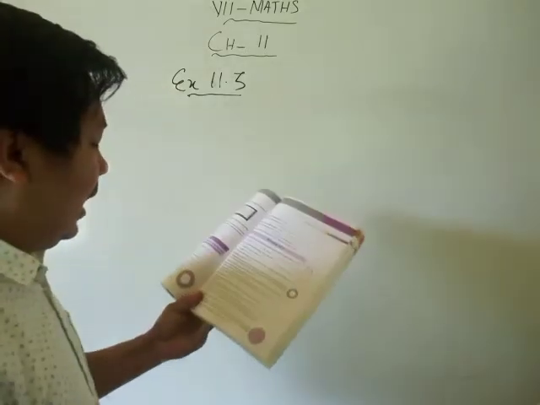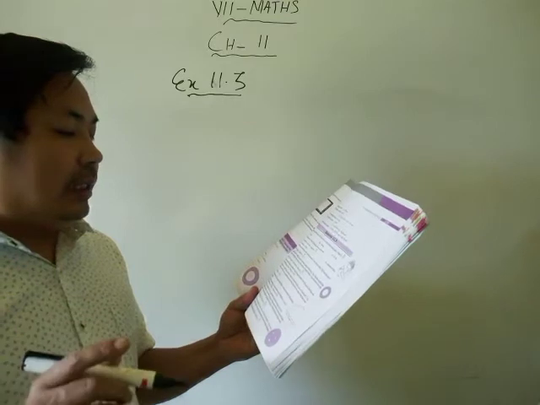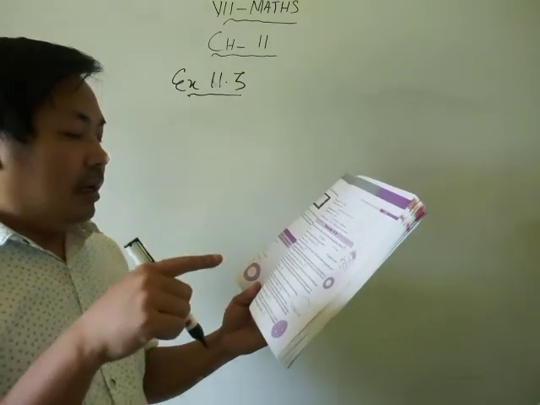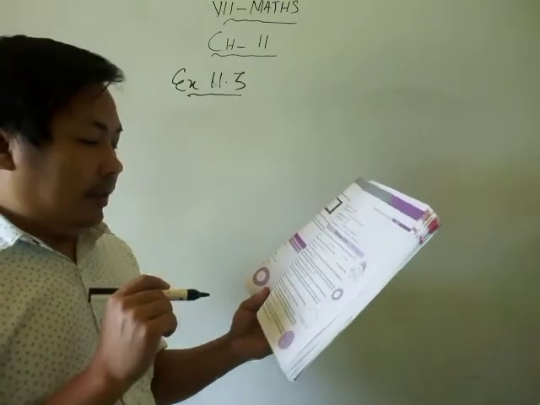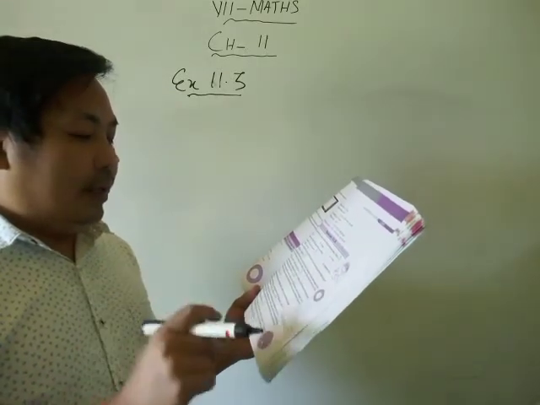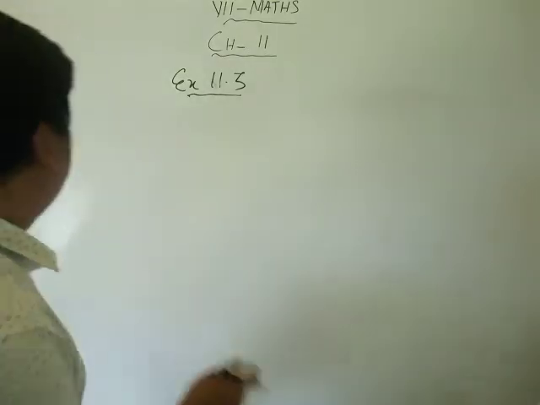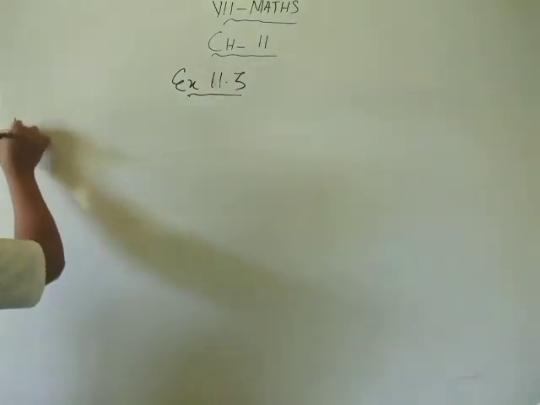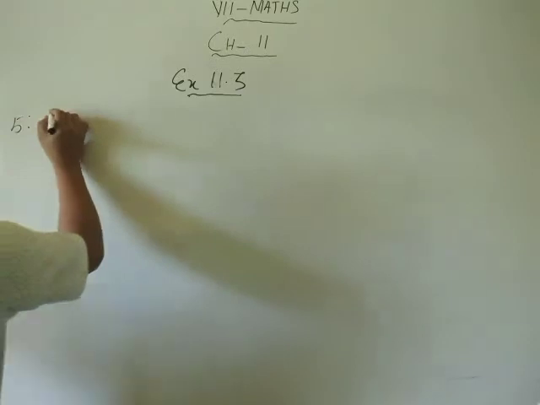Question number 5 is here: from a circular sheet of radius 4 cm, a circle of radius 2 cm is cut out. Find the area of the remaining sheet. Now, you see, question number 5 is saying like this.